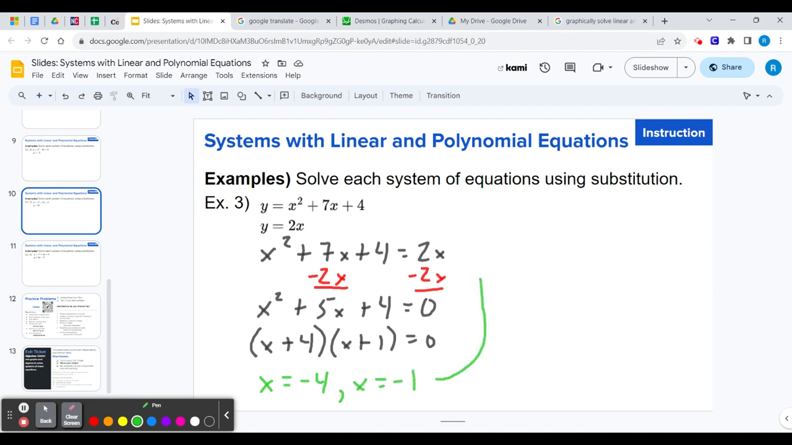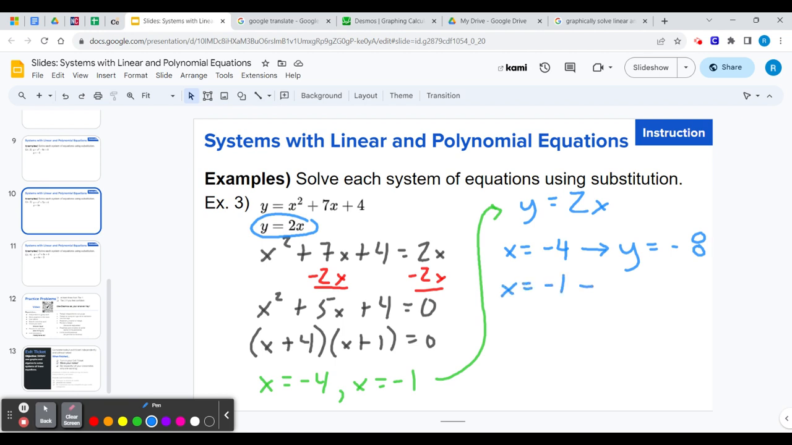And now, if we plug these back in, we actually have to use this y equals equation, y equals 2x. So in one case, when x equals negative 4, y is going to be equal to negative 8, because we have 2 times negative 4. And when x equals negative 1, our y is going to be equal to negative 2. So our solutions there are negative 4 comma negative 8, parentheses around that ordered pair, and negative 1 comma negative 2.